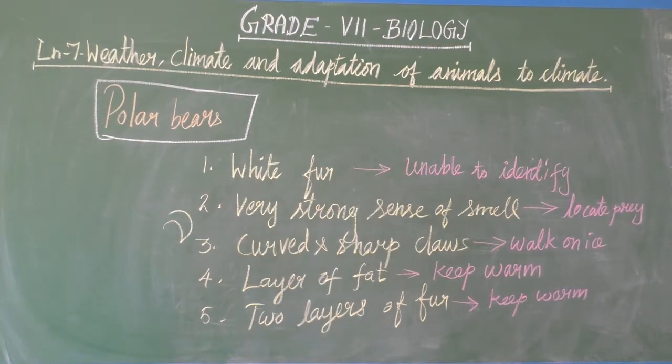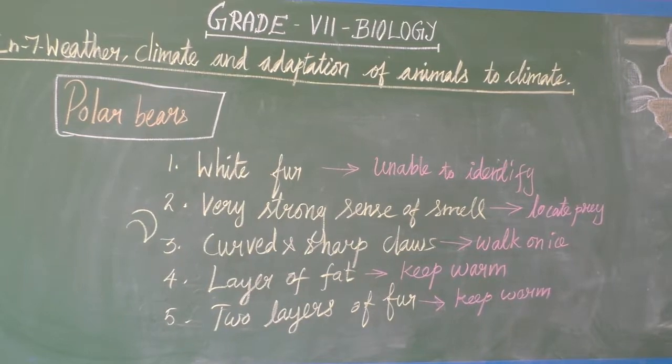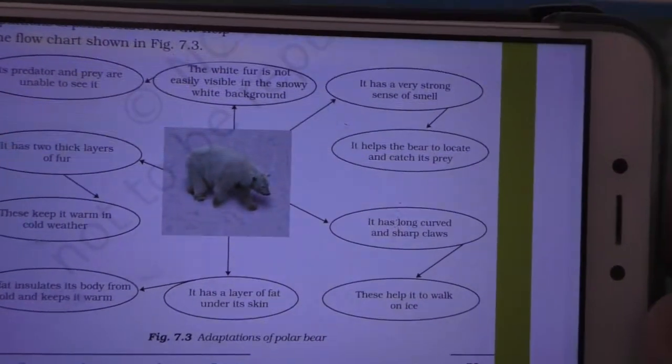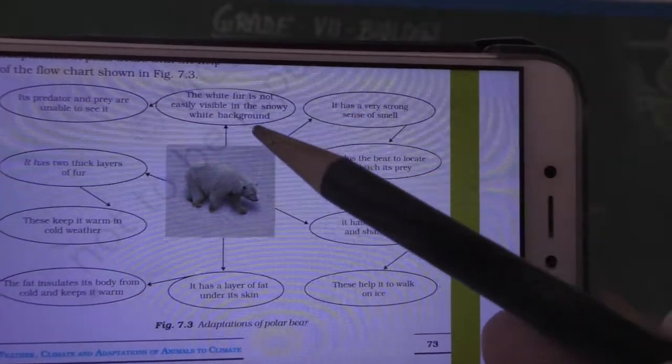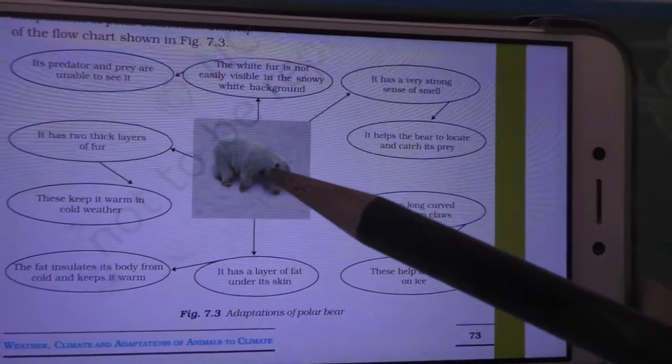Okay, I will show you. This picture is given in our book also, on page number 33. They have given a flow chart to understand this very clearly. The adaptation of polar bear flow chart is also given, isn't it? See here, these are connected. One point is connected to the next point. Here look at the arrow mark, the polar bear is in the center.